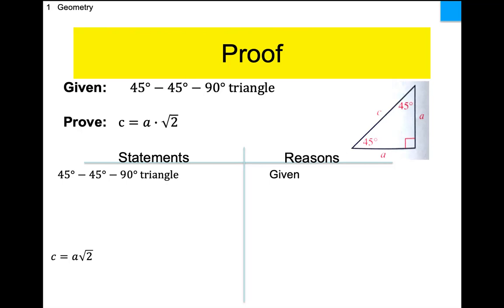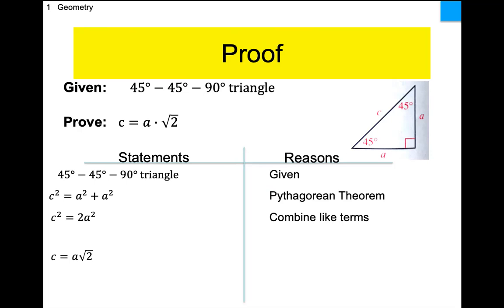What we're going to start with is that it's a right triangle. What do we have about right triangles? A squared plus b squared equals c squared. So we're going to start off with that. Notice I didn't write a squared plus b squared. I wrote 2a squared, because it's isosceles, so the legs are exactly the same. What's a squared plus a squared? 2a squared. And then what's the square root of 2a squared? It's the square root of 2 times a. We're done. That was not a very hard proof.